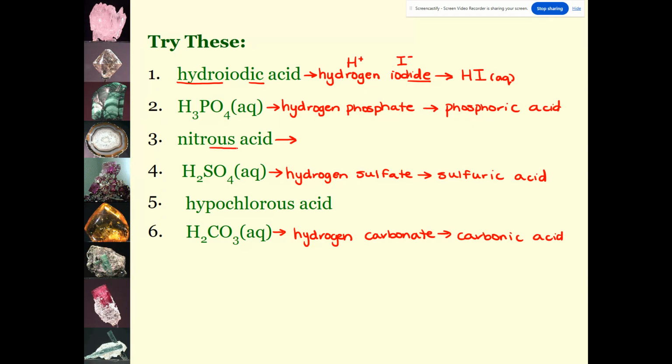I have an us ending and no hydro beginning. That follows the third rule, meaning this compound was hydrogen nitrite. It ends in ite, the third rule. So hydrogen again being H with a 1+, nitrite is NO2 with a -1. So this would be just one of each needed, and again aqueous.